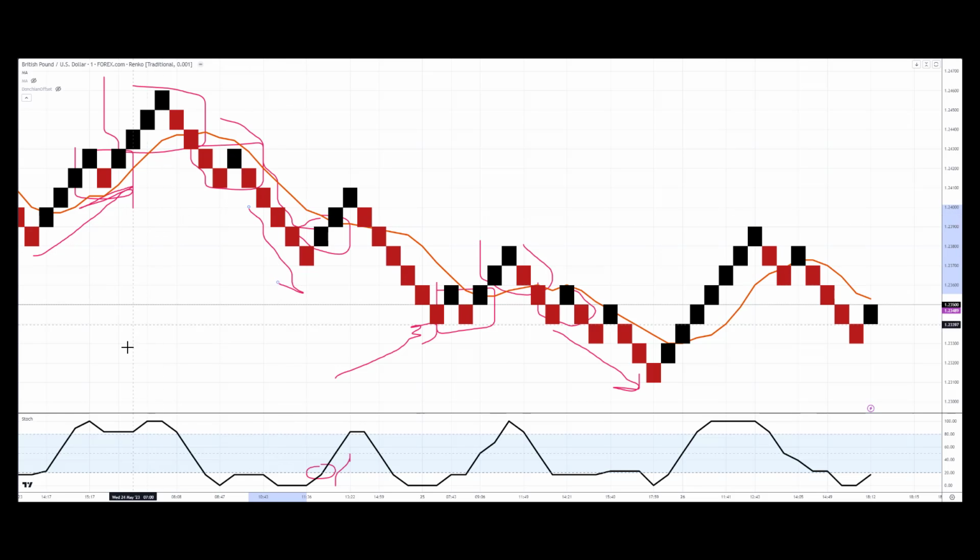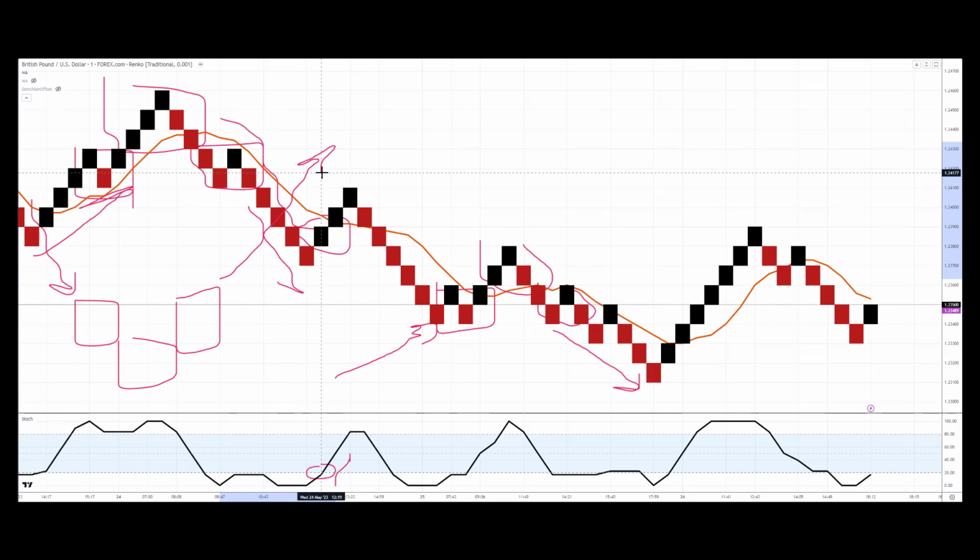And don't forget also reverse head and shoulders. We've seen that the opposite way there. We draw that on here, the price coming down in there and then going that way in terms of the block. So the traditional head and shoulders and the reverse head and shoulders work very nicely in the Renko setup.